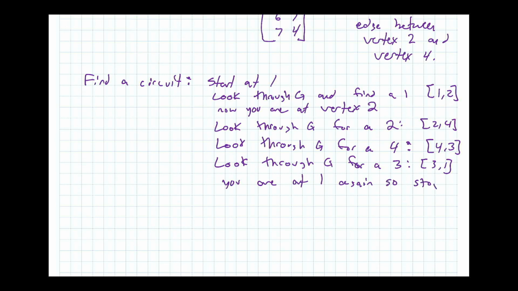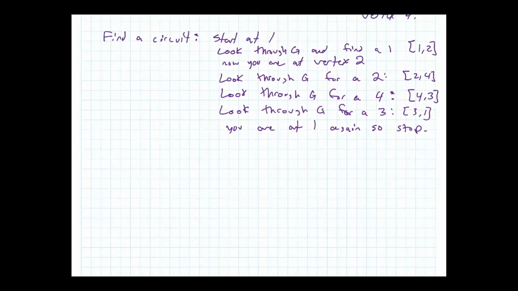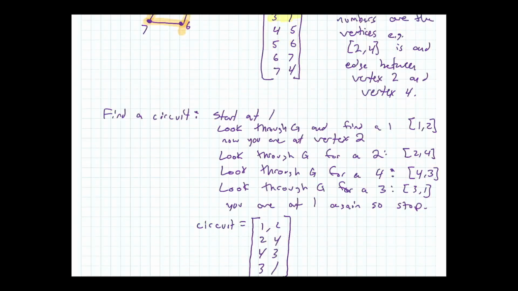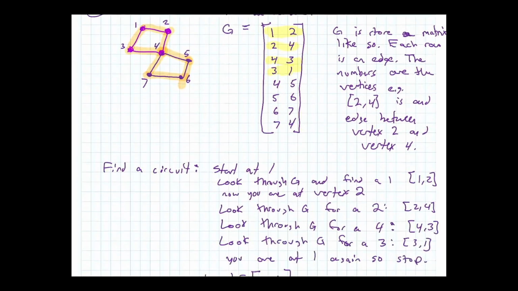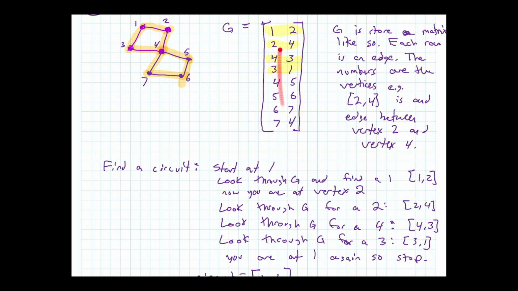So stop. Okay. So what you've got now is the circuit at this point is going to be whatever the edges are that we just found: 1, 2, 2, 4, 4, 3, 3, 1. Now they happen to be the first edges here because of the way that I listed them. I listed around this way, and then I think I listed around this way. So that's kind of dumb. But even if these were in a completely different order, we still would have found a circuit.